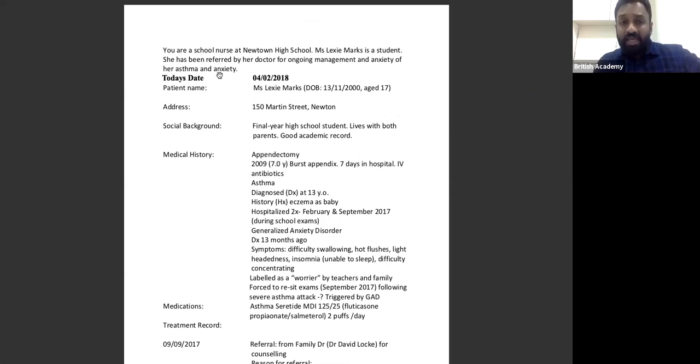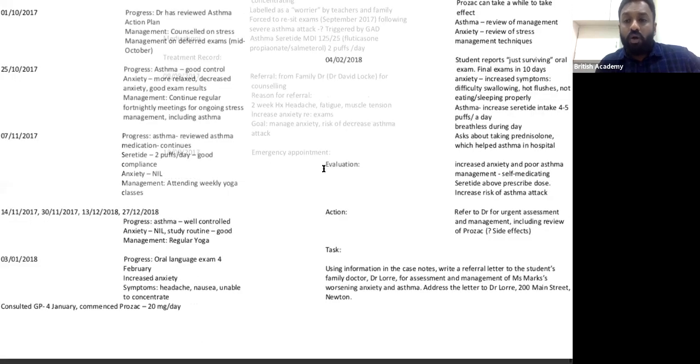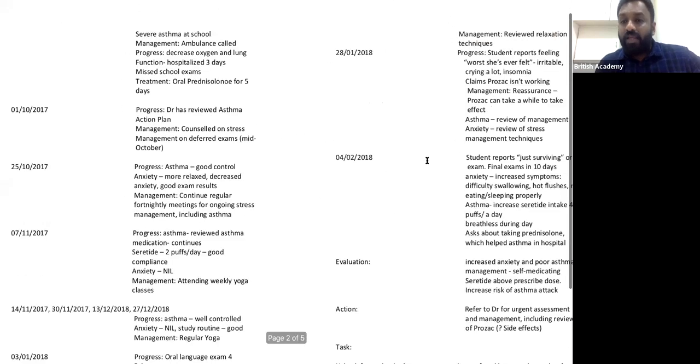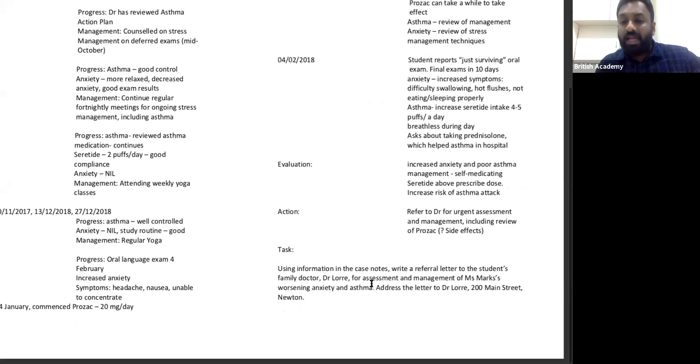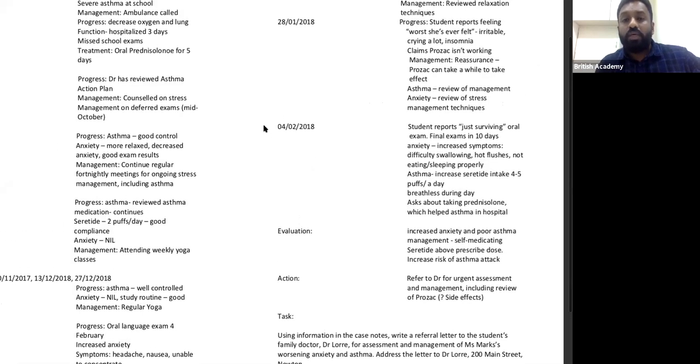Now, the patient's name: if you read the first three lines, you will understand you're a school nurse at Newton High School. So you are clear with your position. Over here, you'll also get the patient's name and age. And directly, if you move on to the last event and you read the last scenario and the task, you will understand. See over here, you can see 4/2/2018, and there are certain details given about the patient.